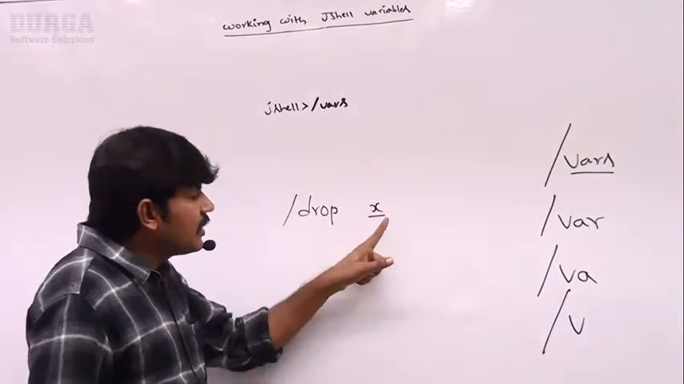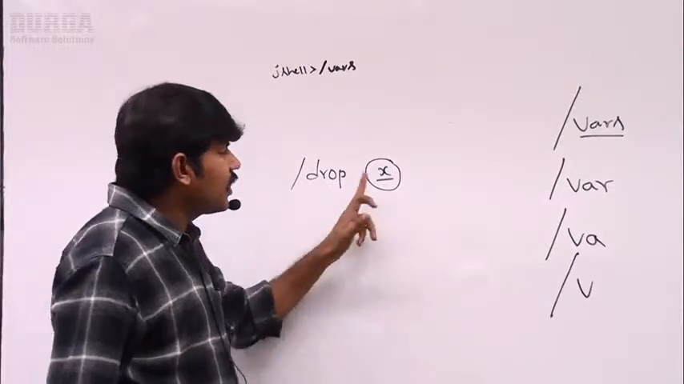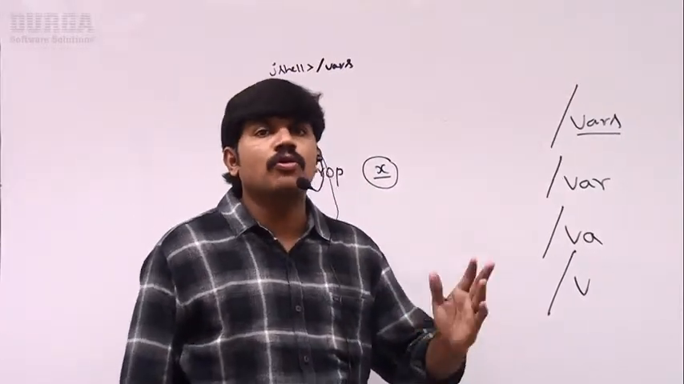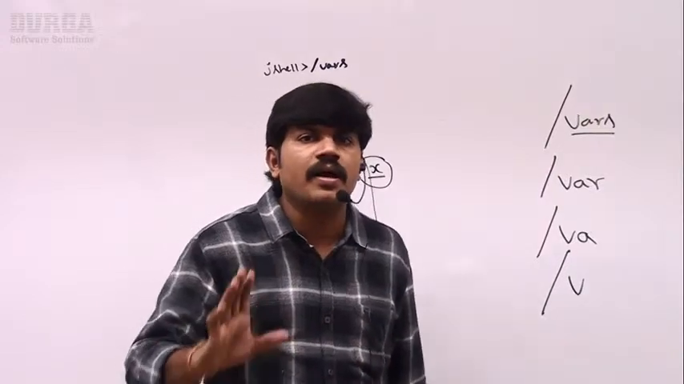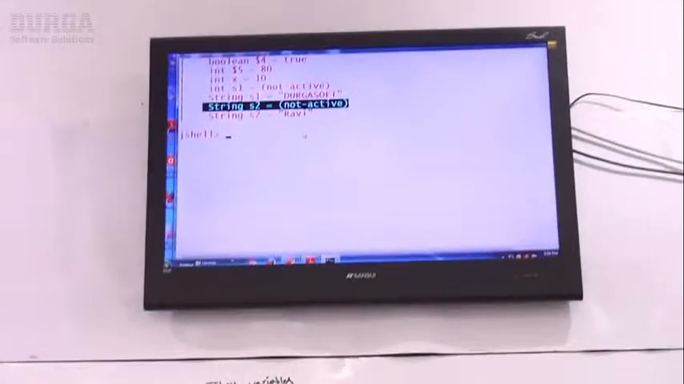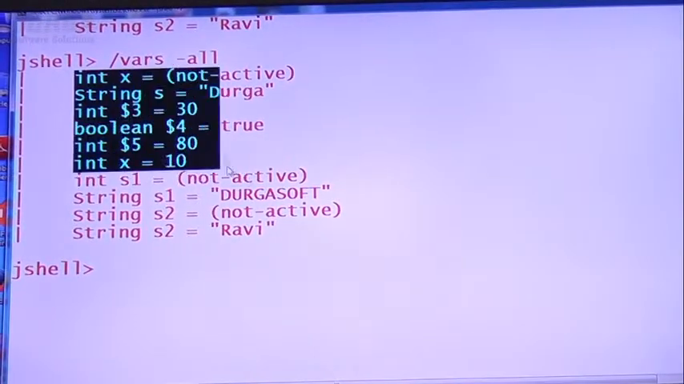Slash drop that particular variable you can provide. Then automatically that variable by default will be removed, no problem at all. Okay, let me check is it going to work or not. Observe, these are variables what we have.